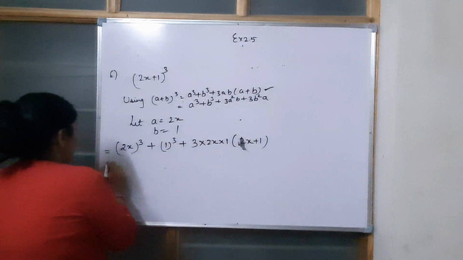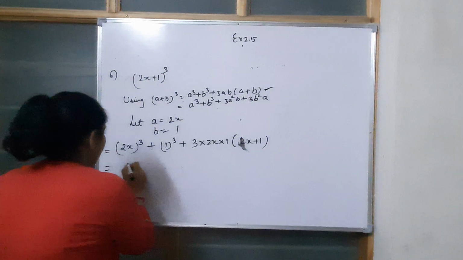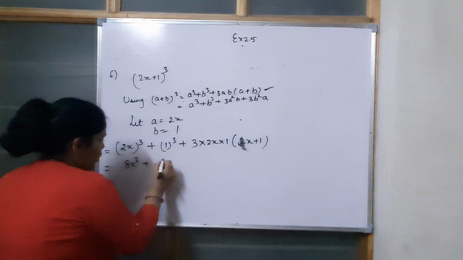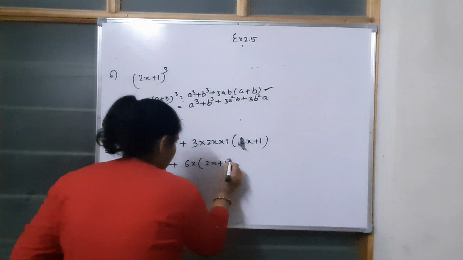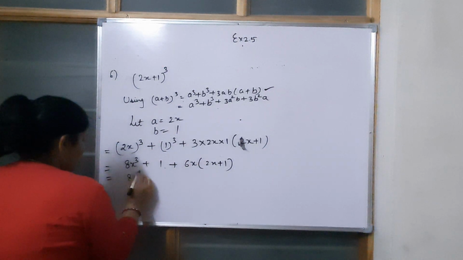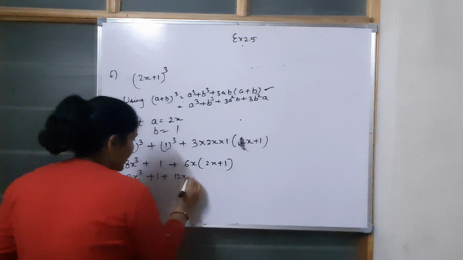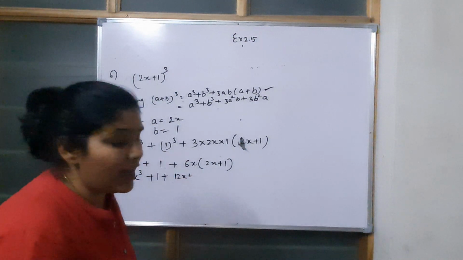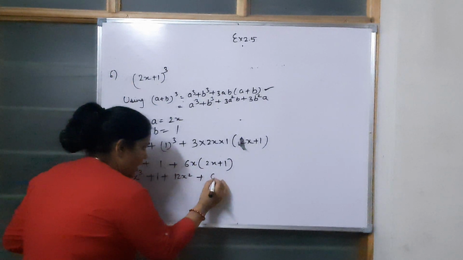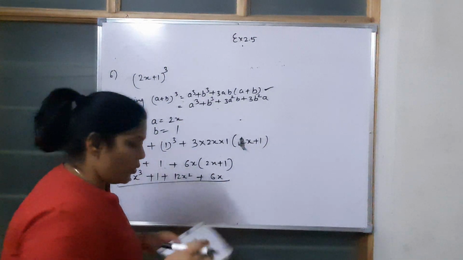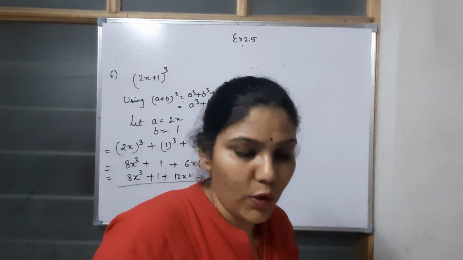So just opening it, 2x cube will be what? 2x into 2x into 2x, which is 8x cube. Now 1 cube will be 1. Now 3 twos are 6x, and inside the bracket we have 2x plus 1. Now this is going to be 8x cube, then 1, then 6x into 2x, 12x squared. 6x into 2x will be what, class? 6 into 2 is 12, x into x is x squared. I hope you remember. 6x into 1 is 6x. So that's how we're going to do it. I'm going to give you these kinds of questions as homework, alright?